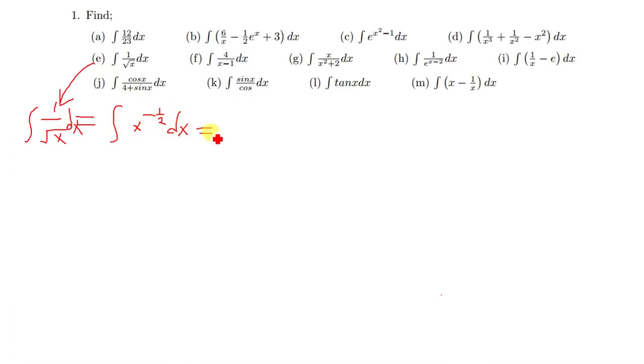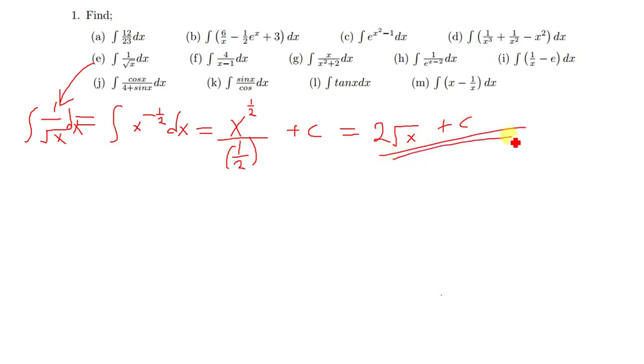So to integrate this, we're going to have x to the power +1/2, and of course divide by the new power, which is 1 over 2, and of course don't forget to add your constant, which is equal to, so this can now be written as 2 root x, and then plus c. So this is our integral for that question. So the next question is f.